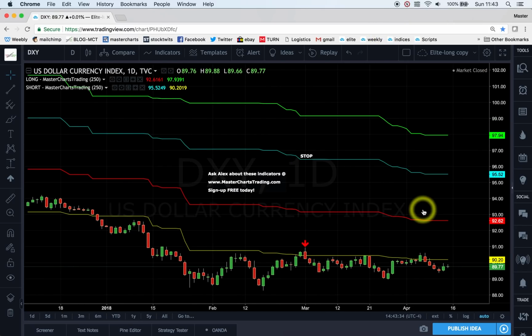Okay, let's continue to the Forex universe. Again, these four lines in the chart, the green, the blue, the red, and the yellow line, you can find out more about them at MasterChartsTrading.com and sign up there.